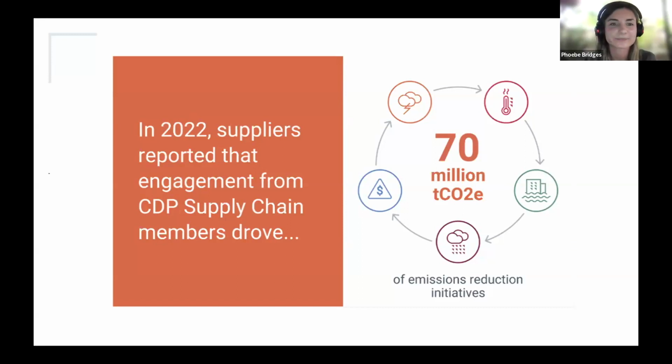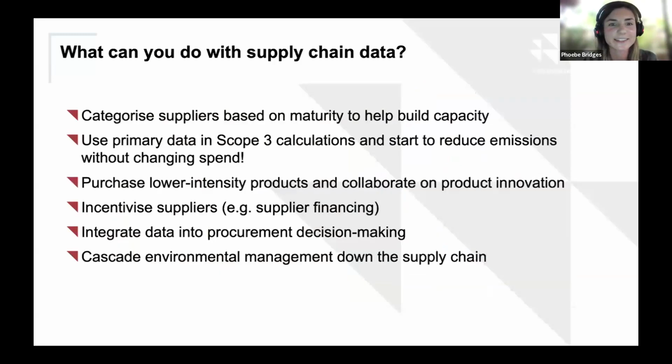So my final slide for you today, which is mostly just a summary of some of the points I've raised. So in terms of what you can do with the data and different approaches you can take, by collecting data from your suppliers, you can start to understand your suppliers' maturity, as I've mentioned, and then start building capacity with them to reduce their impact, and in doing so, reduce yours.